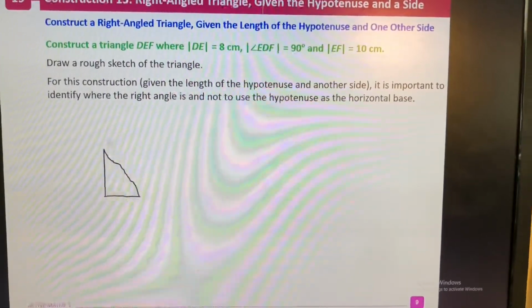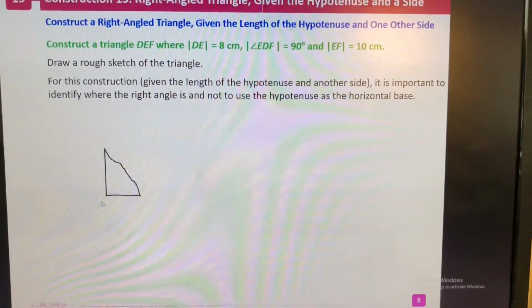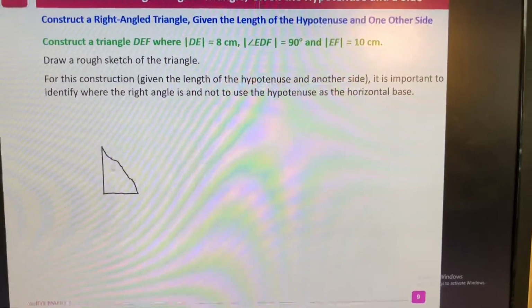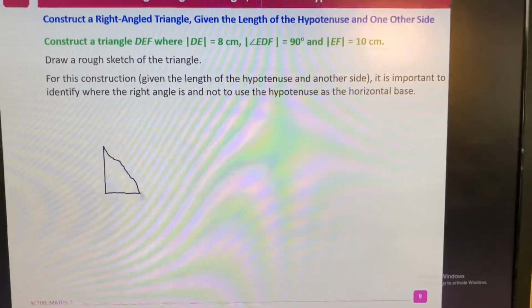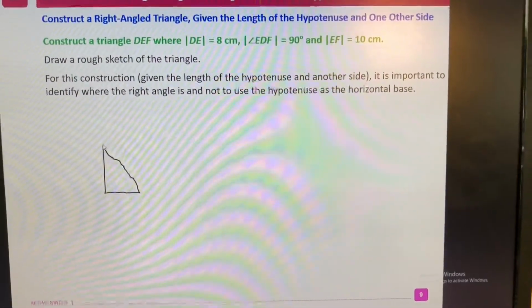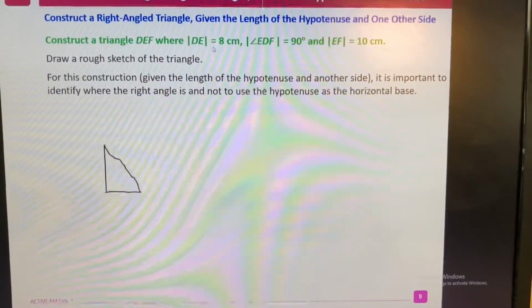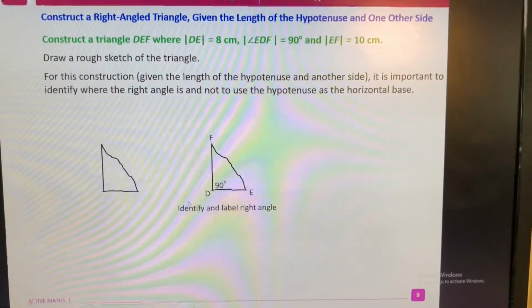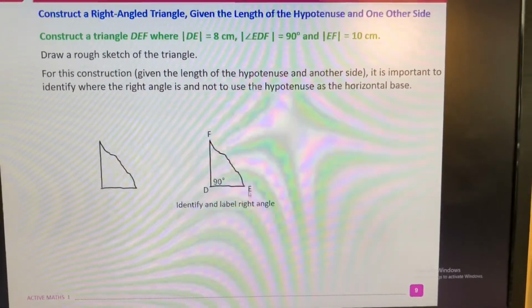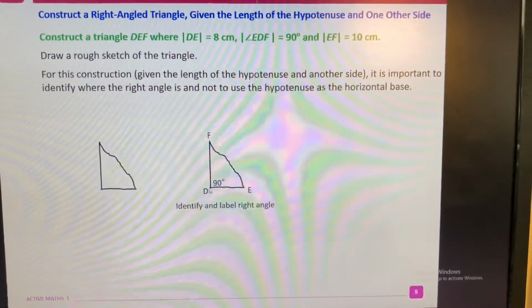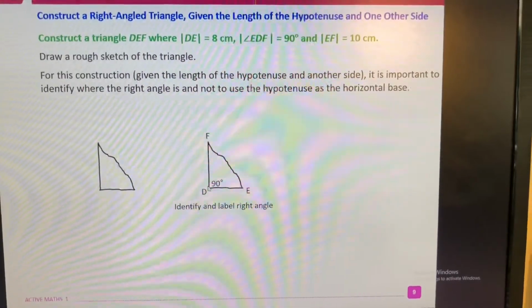And it might look something like this. Again, we'll try to do it slightly neater than this, but this is just to demonstrate that it doesn't have to be accurate. Your sketch is there just for guidance. And we have decided that we need the base of our triangle to be DE because we need the right angle at the bottom of our triangle.